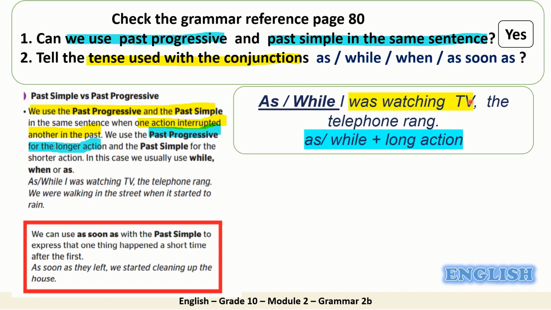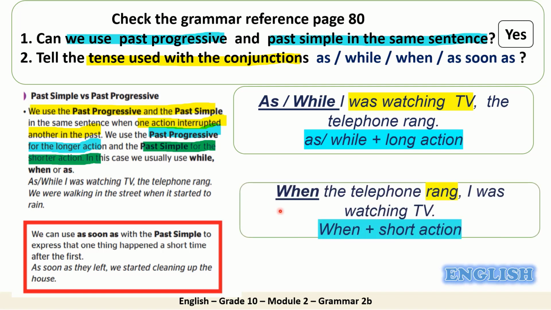While I was watching TV, the telephone rang. So I was watching TV. It's a long action that was in progress, and another action came to interrupt it. And we use the past simple for the shorter action. Have a look at the example. When the telephone rang, I was watching TV. So we said that rang is the short action, was watching TV is the longer action.